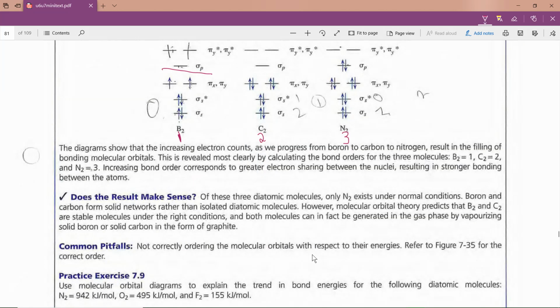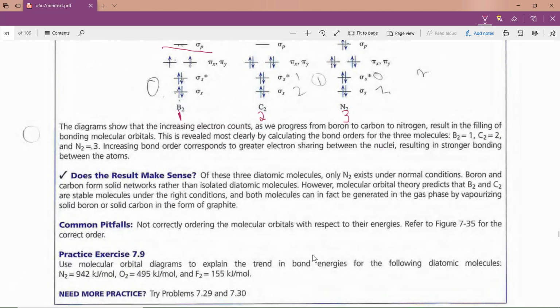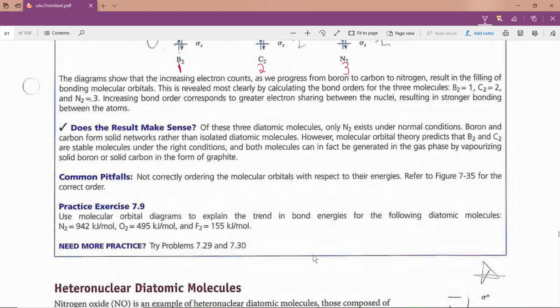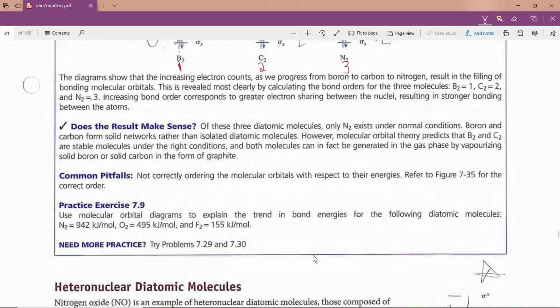Okay, only nitrogen exists under normal conditions. The others would form solid networks rather than isolated diatomics. But under the right conditions and vapors, it can work.